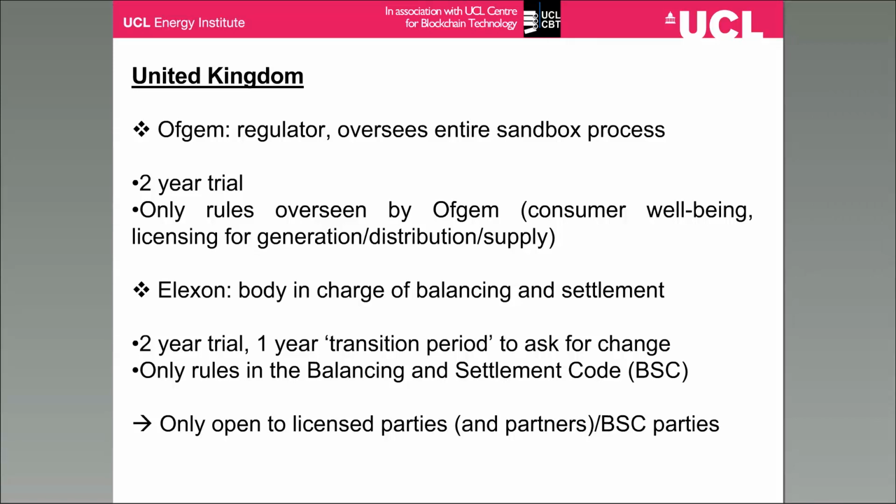And what is important here is that in the Ofgem trial, you can only participate if you have a license or if you partner up with a licensed entity. So a license to generate, distribute, or supply energy. And you can only ask for derogations from laws enforced by Ofgem. And Ofgem is in charge of granting licenses. So basically you can get derogations from anything in the licensing conditions. And also it's responsible for consumer well-being, so there may be something you can derogate from there.